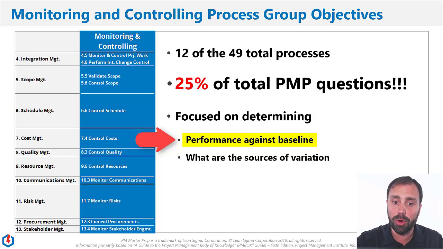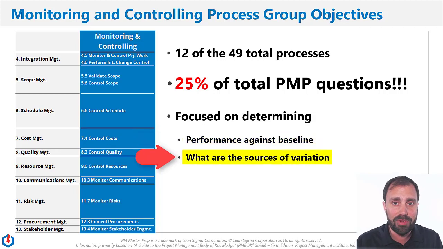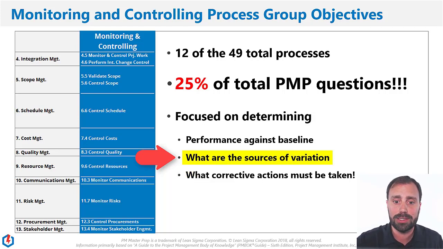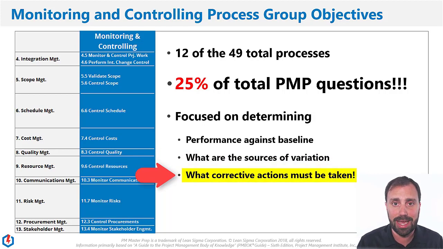And then once we know how we're doing, we're saying, what are the sources of variation? This is a big one. Are we off? Are we ahead? Are we behind on our scope, costs, or schedule? And then what are the reasons why? And we want to understand those reasons why, and we're going to do that in each one of these processes, so that we can develop corrective actions that we must take in order to get us back to baseline, okay?